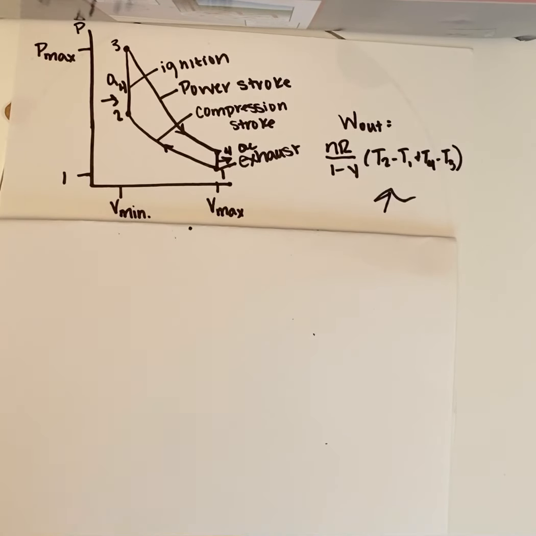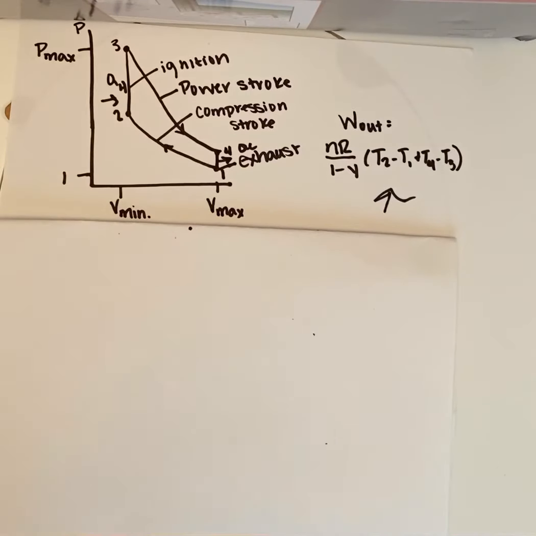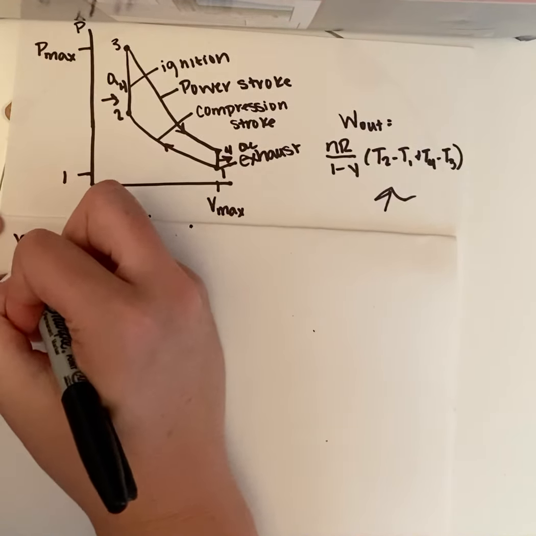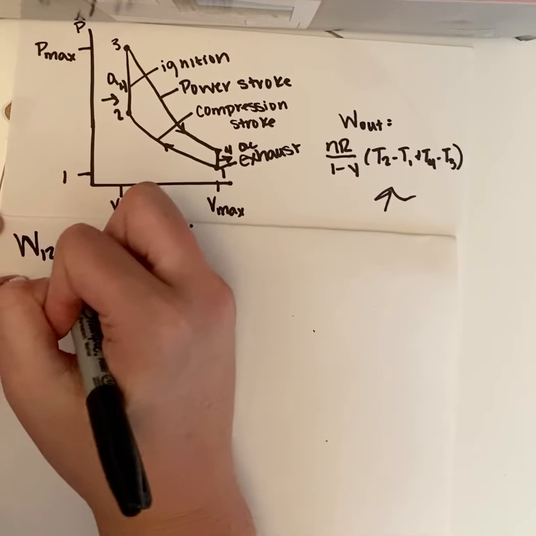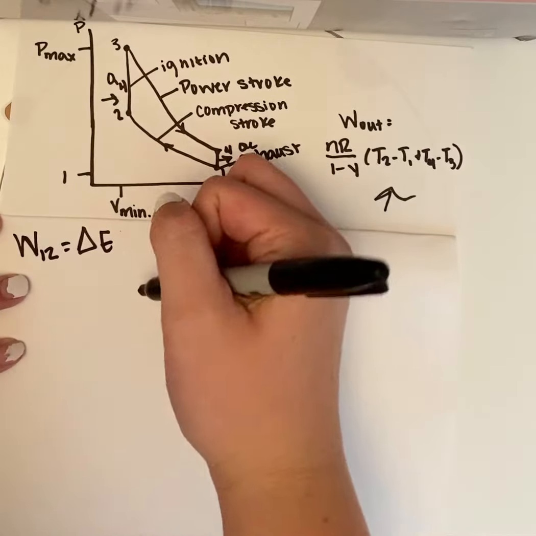And then from 2 to 3 and 1 to 4, those are considered adiabatic processes. So we know that the work done to the system for these processes will equal the change of the internal energy. So that will look like W12 is equal to delta E12.